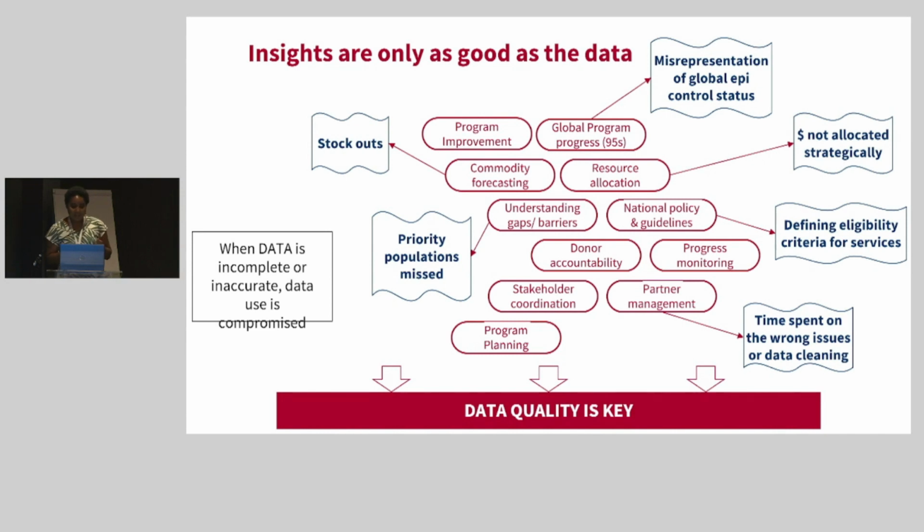Unfortunately, you can't see anything, but these insights are only as good as the data we collect, which I just went over. If you remember in the slide, the sources of data that we have: budget, SIMS, ER, above site, and it was showing you all the different ways that they're used, such as program improvement, global program progress, resource allocation. To bring it all together, all these insights and the way we use them and the decisions they ultimately inform are only as good as the data we have. So this is why data quality is so essential.